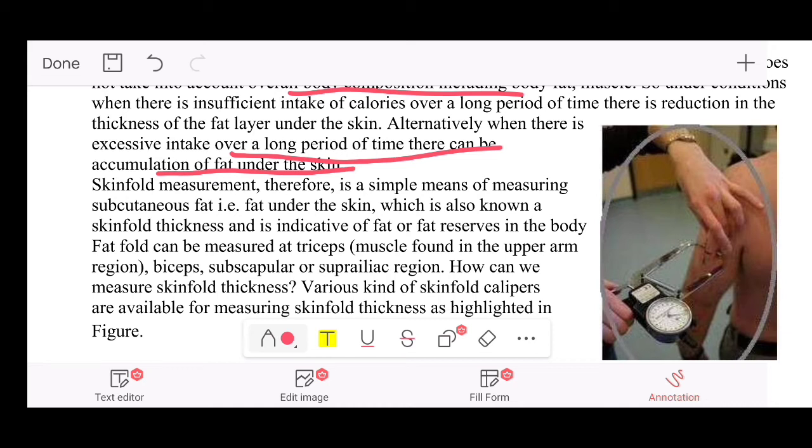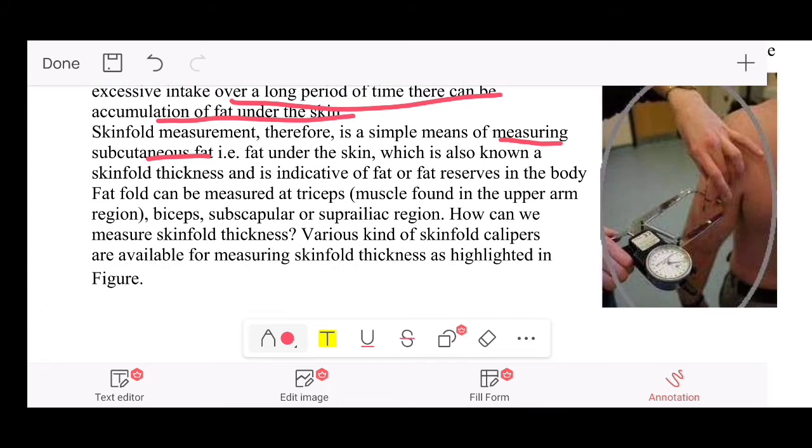So skin fold measurement therefore is a simple means of measuring subcutaneous fat, means the fat which is present under the skin. It is also known as skin fold thickness and is indicative of fat reserves in the body. Okay, biceps, subscapular or suprailiac region, means whether fat is present under the skin or not, just to measure these types of things, that weight, waist, hip measurement, this type of measurement is being done.